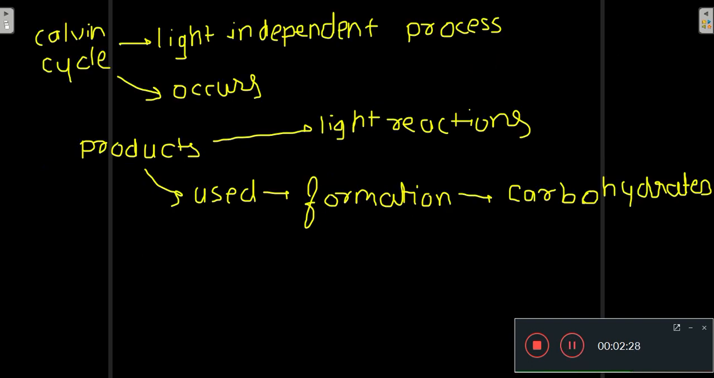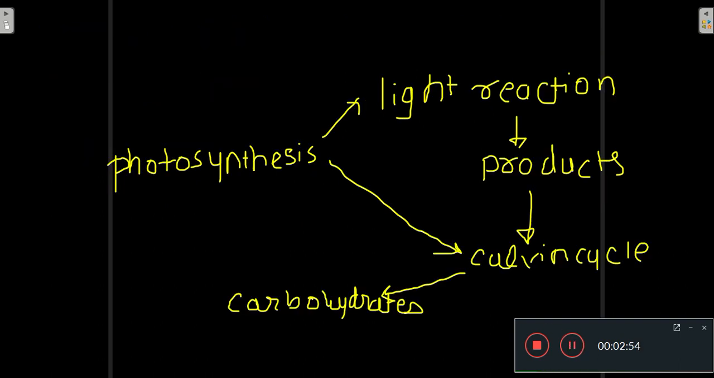The Calvin cycle is the light independent process which occurs when the products from the light reaction are used for the formation of carbohydrates. The light reaction produces some products, and those products are used in the formation of carbohydrates, and that is your Calvin cycle. So photosynthesis is divided into the light reaction and the Calvin cycle. The light reaction produces some products, and those products are used in the Calvin cycle with CO2, and you produce carbohydrates. That is the overall photosynthesis process.